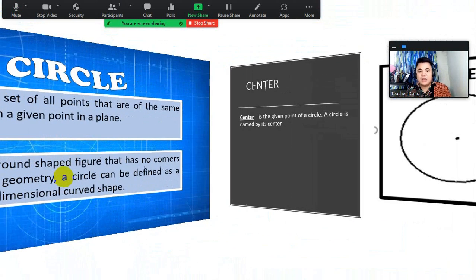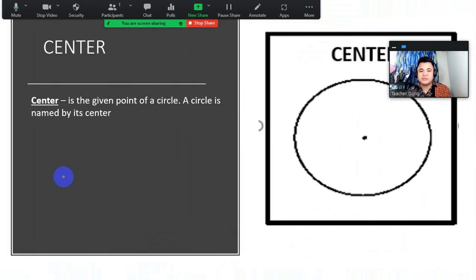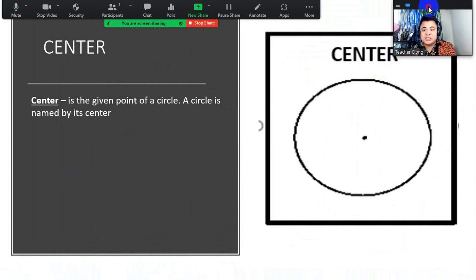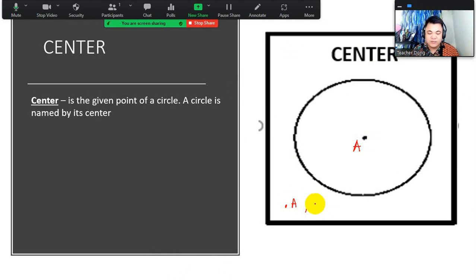Now, let's talk about the different parts of a circle. Let's start first with what we call the center. The center is the given point of a circle, and a circle is named by its center. Let's say we are going to name this center as A. So we can say that the center is point A, and the name of this circle is circle A. So the symbol for a circle is this. Again, you can use the center as the name of the circle.